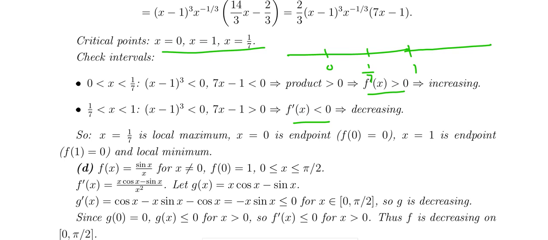So 0 to 1 by 7 la the function is increasing, and 1 by 7 to 1 la the function is decreasing. So inge that is called increasing to decreasing என்றதனால the function has local maximum at the point 1 by 7. At the point 1 by 7 the local maximum arise ஆகும்.